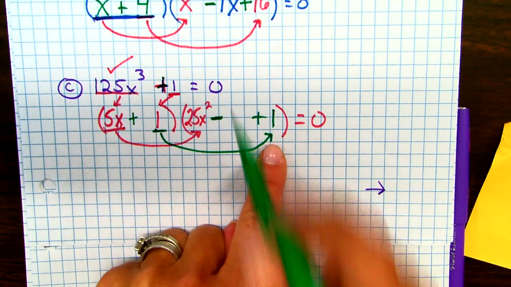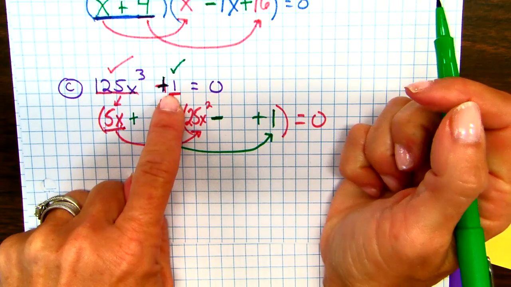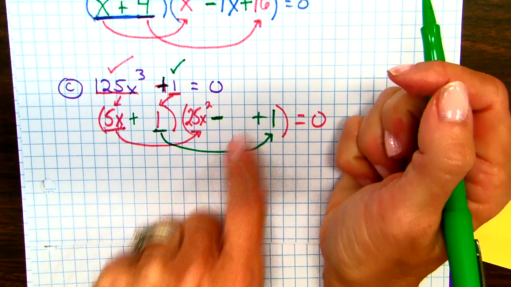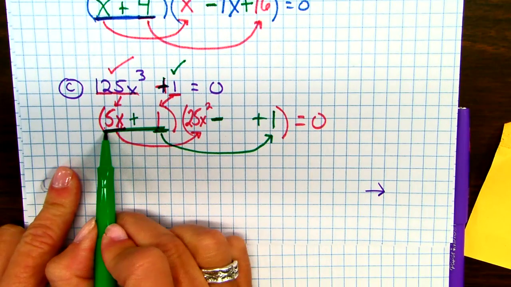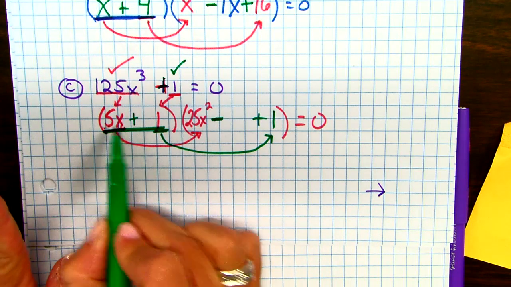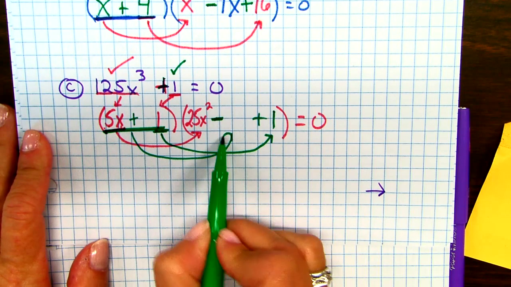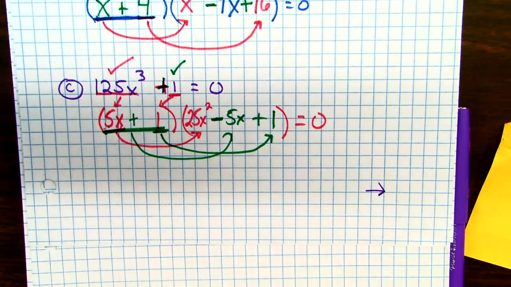1 times 1 is 1. Then I just have that oddball guy in the middle. I just multiply 5x and 1 together. Don't worry about signs. 5x times 1 is 5x. That's as factored as you can go. Those are completely factored. It's the same thing over and over again.